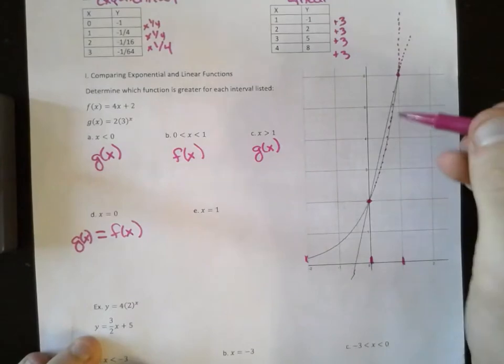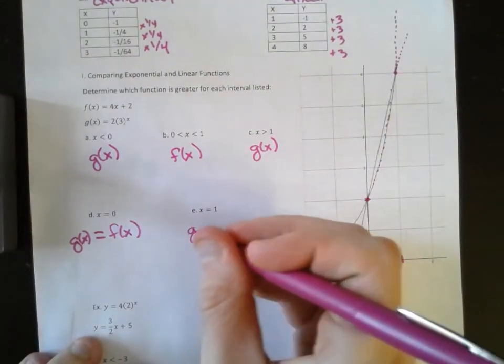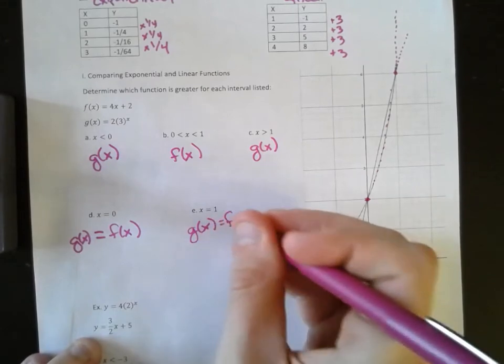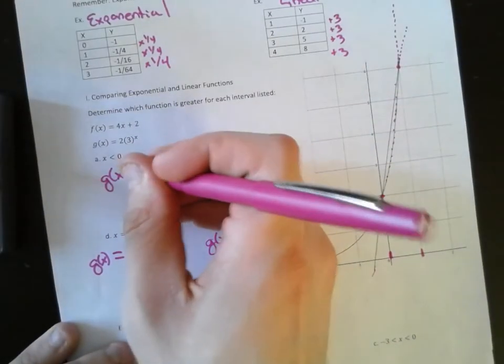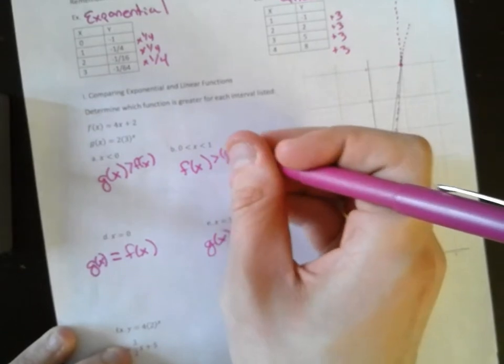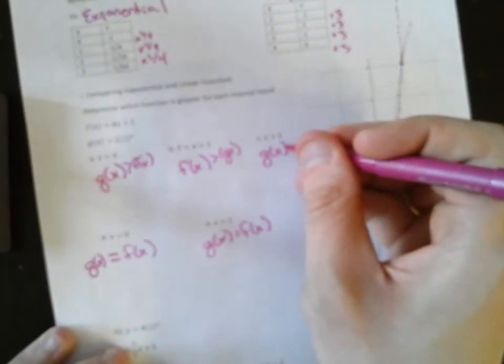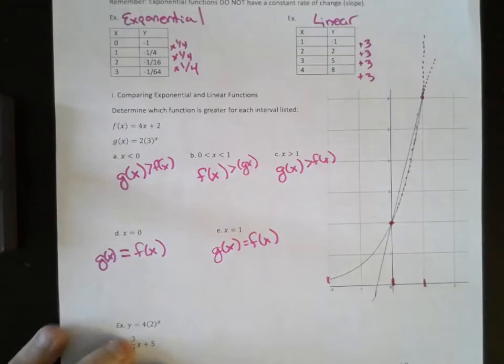And same concept for 1. 1 is also an intersection point. So that means g of x equals f of x. So in this case, they're equal. In these three cases, g of x was greater than f of x was greater than g of x. Wrote that slightly wrong. And in this case, g of x is greater than f of x. But here, the two are equal.